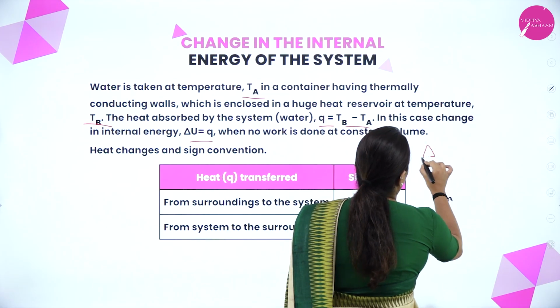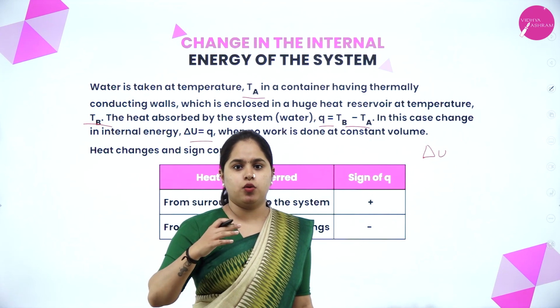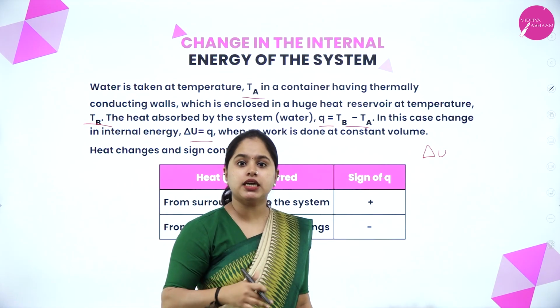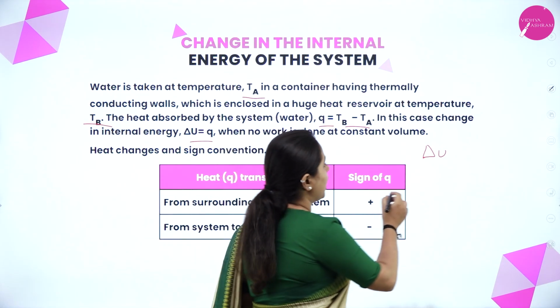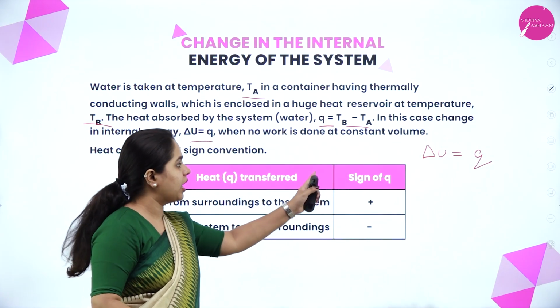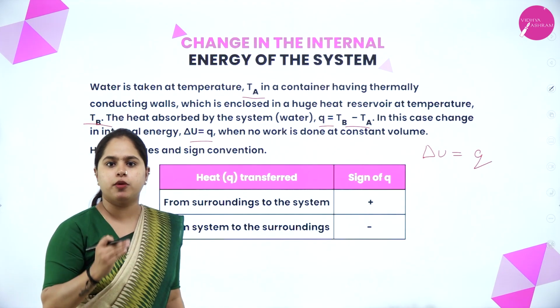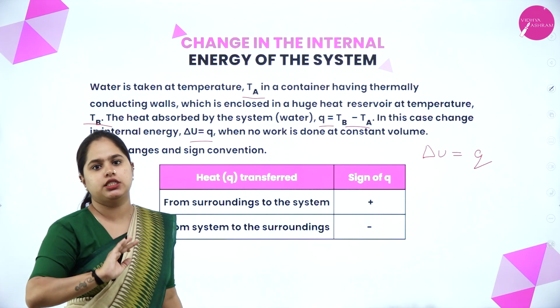So when there is a temperature difference between the system and the surroundings, there will be heat absorbed or released, and that will be equal to the change in internal energy. So how can you write it? Delta U will be equal to Q. That is, the heat absorbed or released will be equal to the change in internal energy.